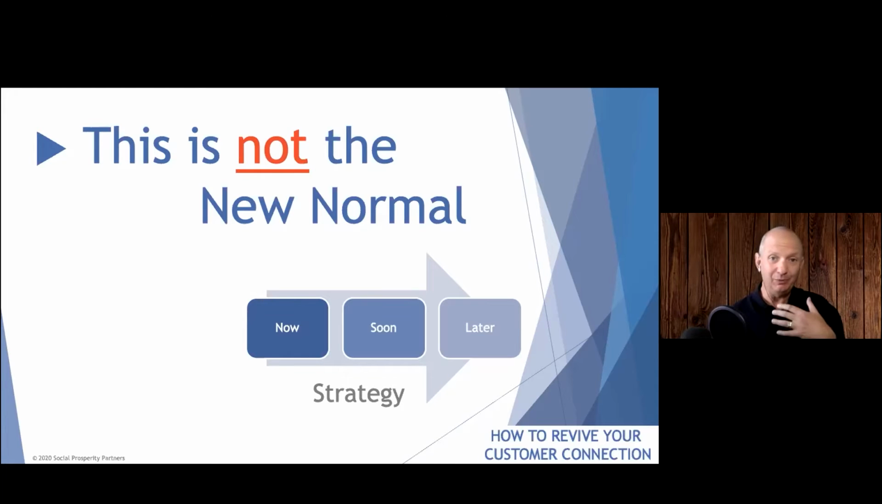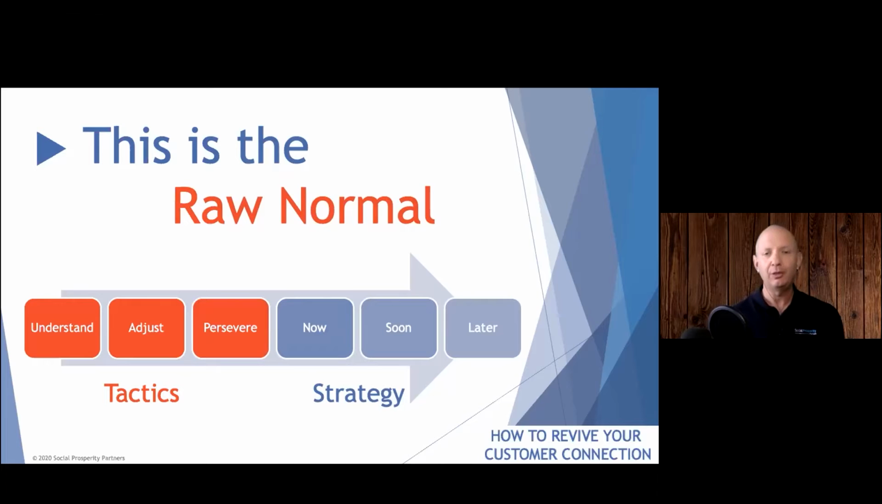But frankly, I don't think anyone really feels comfortable making long-term plans at this moment. So that's not the new normal. Instead, I'm going to suggest that we call this the raw normal. And in the raw normal, our job is simply to understand what's going on around us at the moment, make adjustments on the fly, and then open up a bottle of wine at the end of the day and celebrate that we made it through the day and that we get to persevere again to do it again tomorrow.